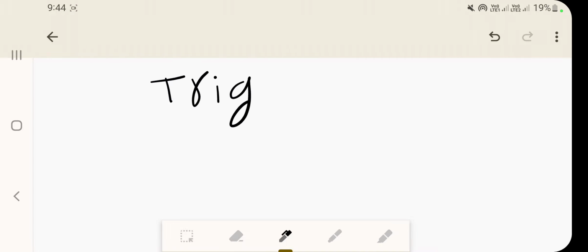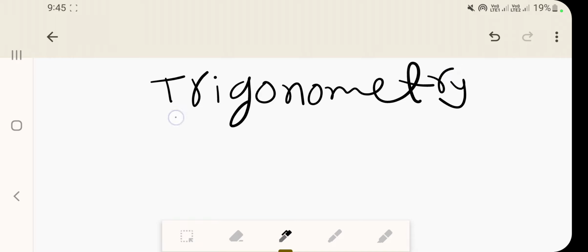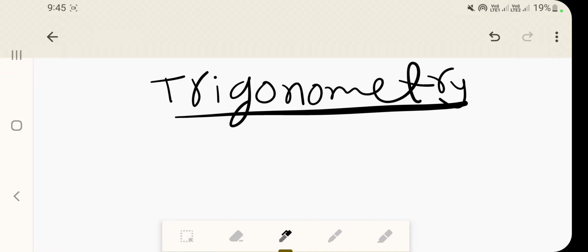Hi students, today I'm going to start a lecture series on 10th mathematics, that is SSC. First we are going to start a chapter called trigonometry, in which we'll see about the right angle triangle. In this we are going to see first naming the sides in a right triangle.